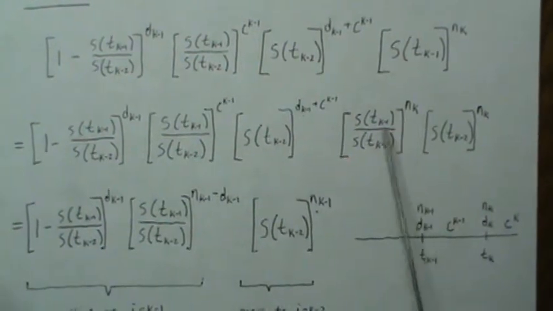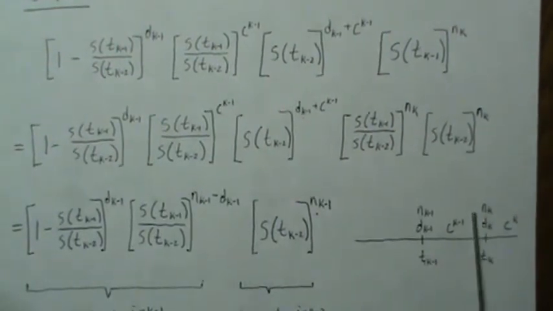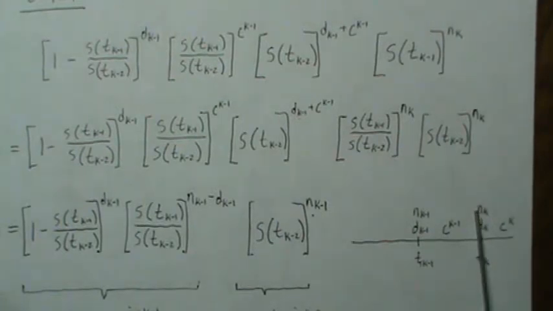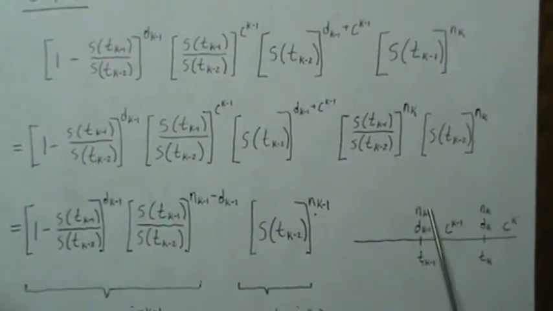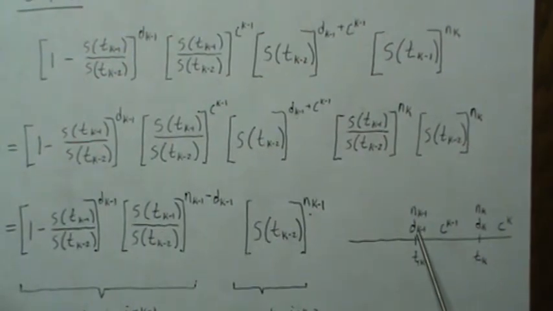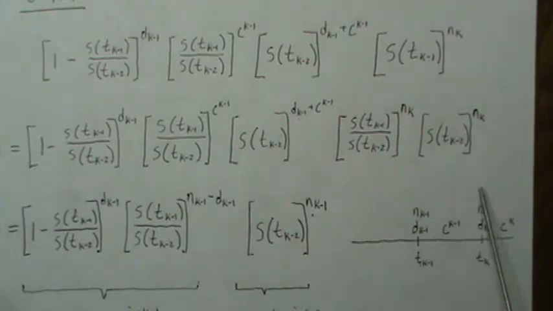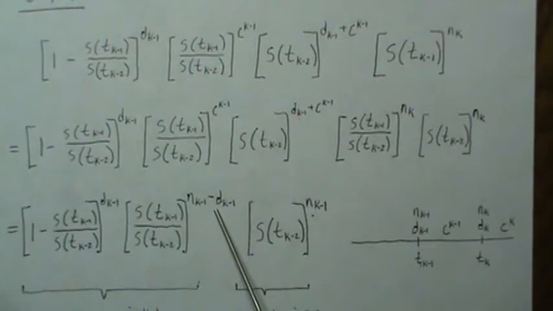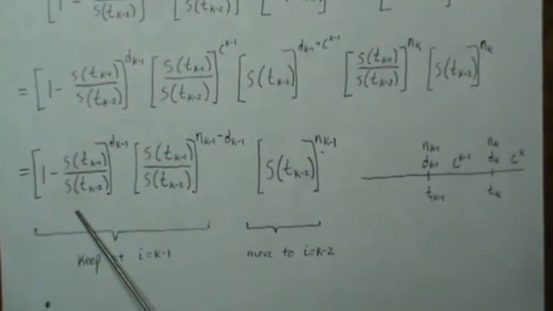So now here, when we combine those, we have n_k, which is this, so that's all the observations this way, and we have c_k, which is here. So n is actually all the observations, so if we take n_k minus d_k, that's going to be c_{k-1} plus n_k, which is what that is. So we can replace that with n_{k-1} minus d_{k-1}.